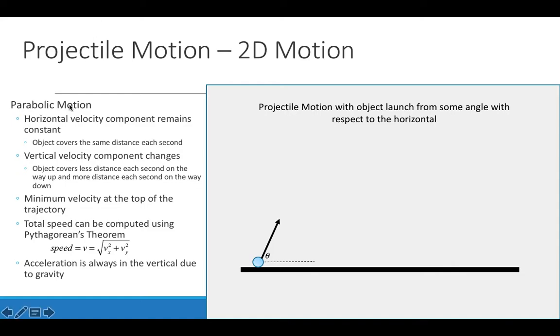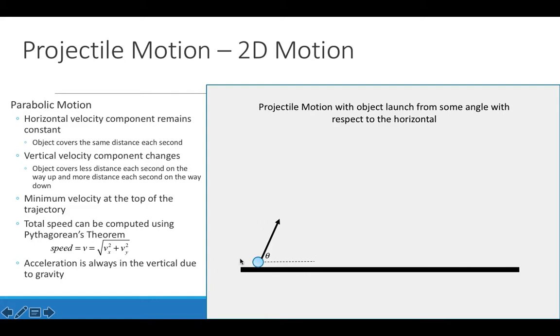Along the vertical direction, we know that the object covers less distance each second on the way up and more distance each second on the way back down, because that's the way an object that is thrown vertically straight up would behave, and the horizontal and vertical motions are independent, so they're going to behave the same way they would if we just had horizontal motion or just had vertical motion.